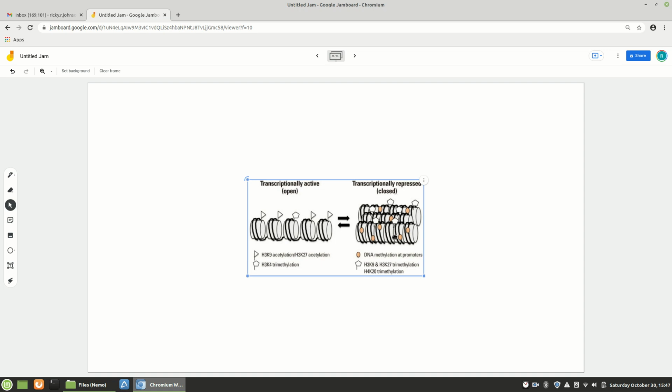So in a particular cell that doesn't need the genes in this region, you would close it off. If you're in a type of cell that needs these genes turned on, you would have marks very similar to this, which would open the chromatin.